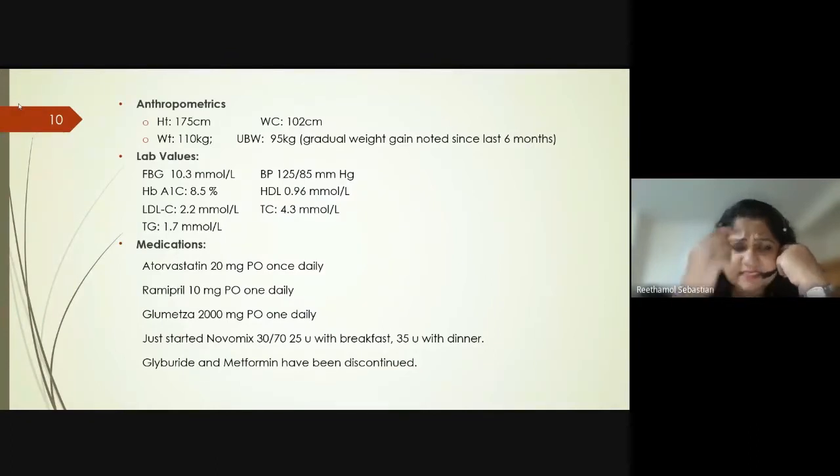So the lab values are a little different from our Indian blood work, but generally this is a little high blood sugar, high cholesterol, something like that. Okay, and the medication, this is a little different from Indian medication, but basically this one is for hypertension. Statin is for cholesterol, omeprazole is for reflux, Glumetza is for blood sugar, Novamax is insulin.